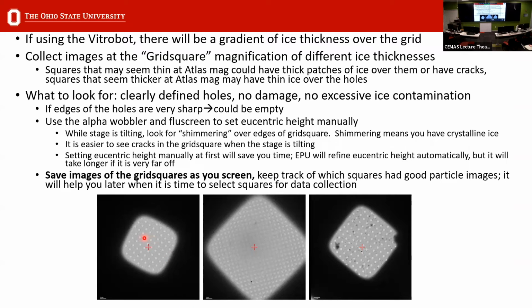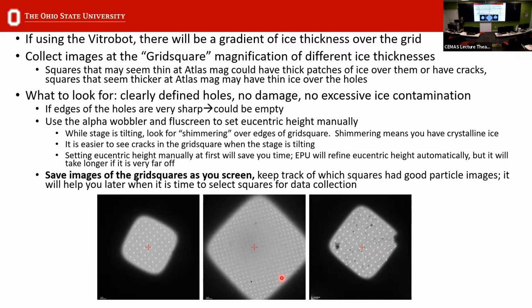So the things I look for at this magnification are clearly defined holes with slightly fuzzy edges. If you see clearly defined holes with very sharp edges, there's a good chance that those holes are actually empty or have ice that's too thin. Squares that look good at the Atlas magnification might not look that great at the grid square magnification. So you can see this square, for example, has nice rounded corners, but it's got a patch of really thick ice in the middle. So that's going to hurt data collection.